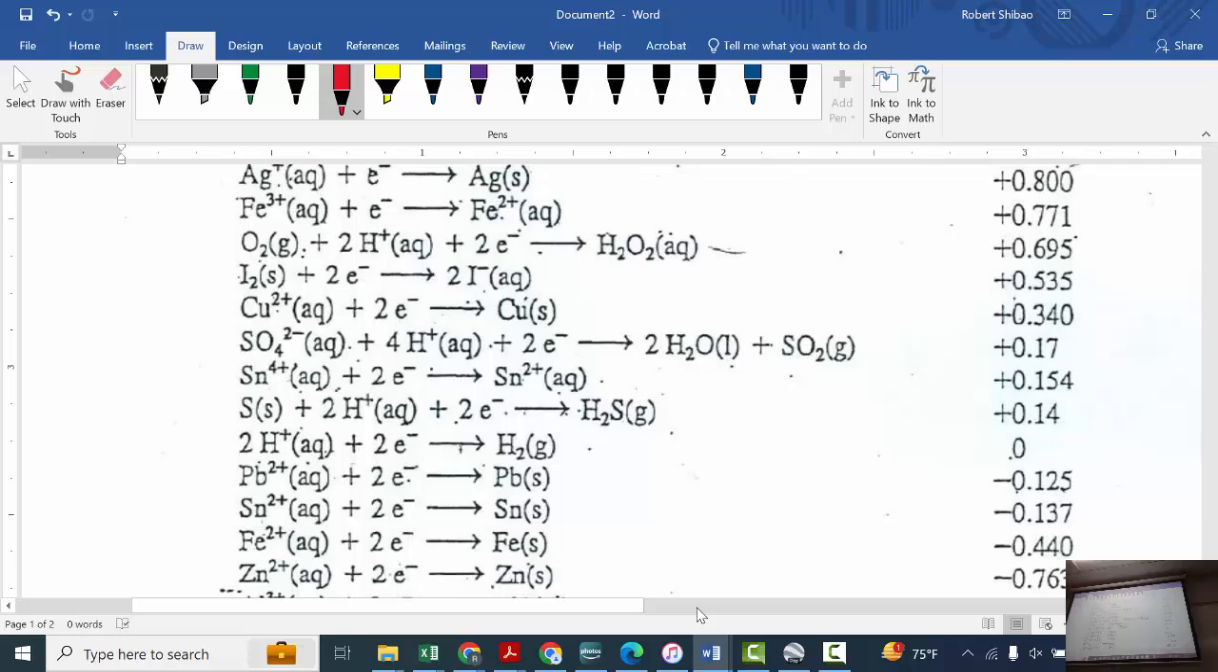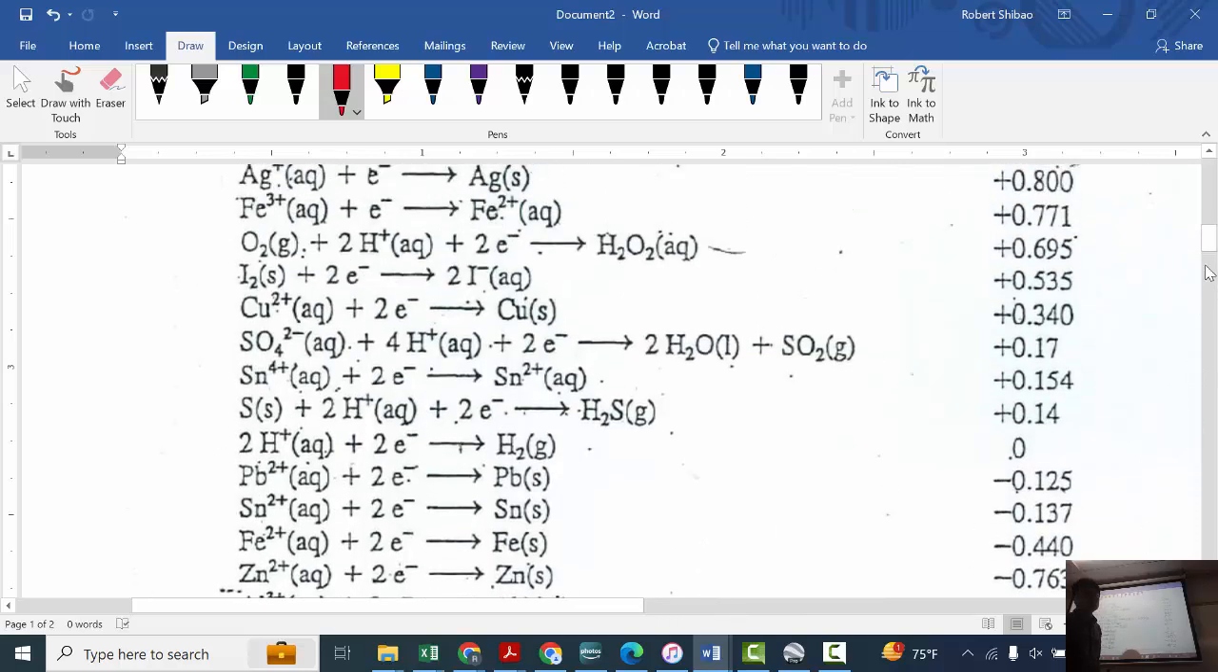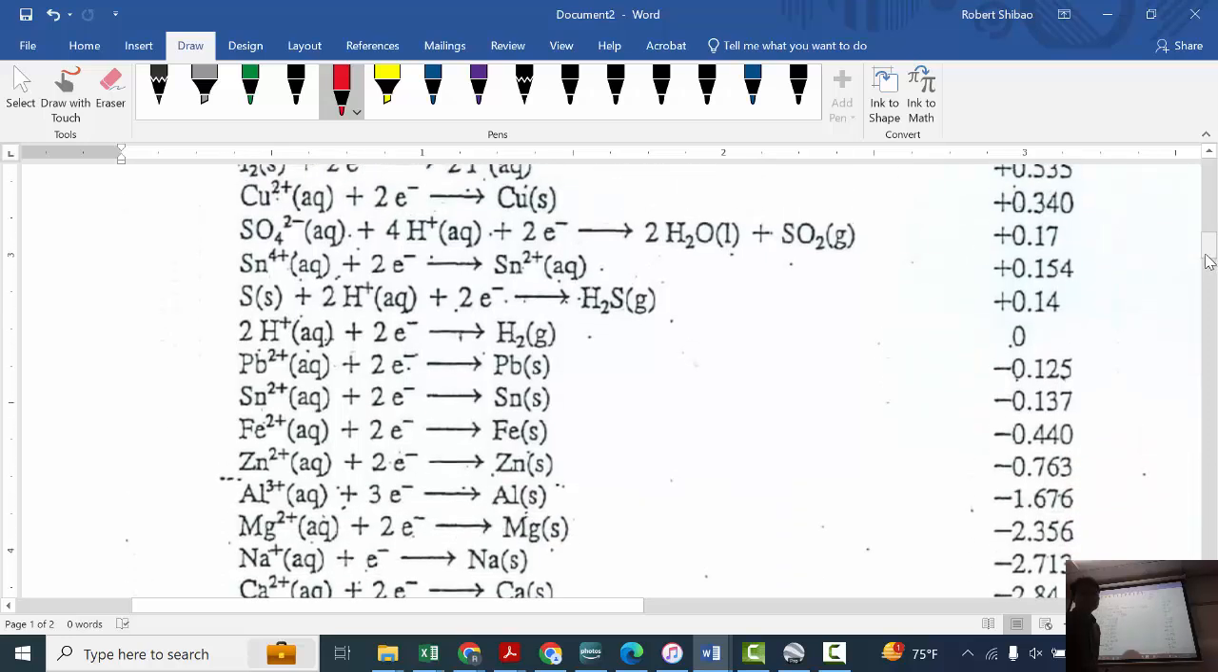Now, for this reaction, I'm going to use the zigzag method. Let me tell you what the zigzag method is. Copper 2 reacts with zinc here. So this is my zig. And this would be my zag. The zinc is going to form Zn2 plus. So we're going from copper 2 to zinc 2 plus.